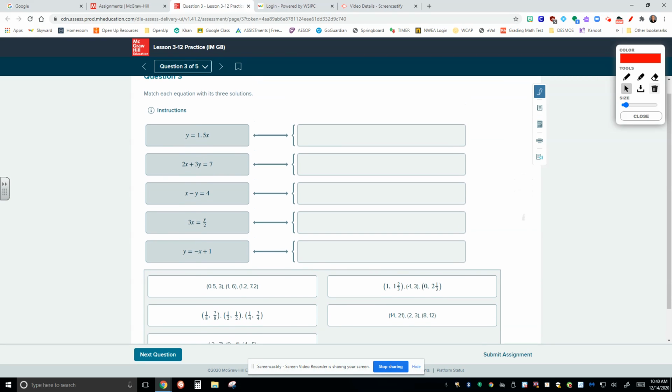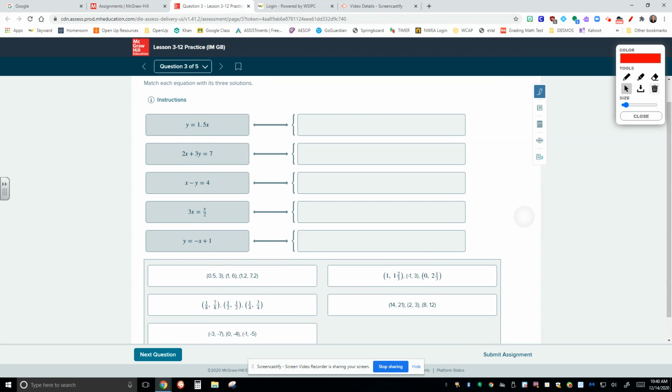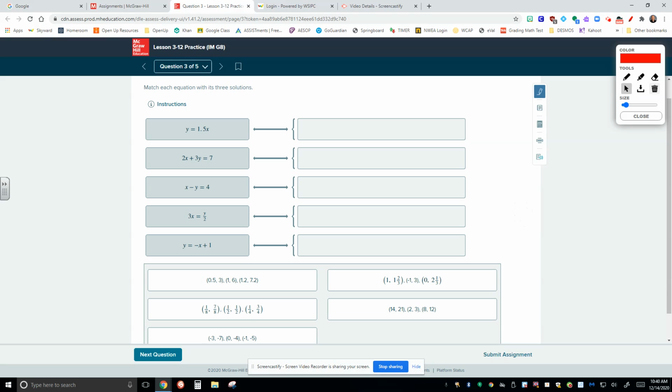We have our 5 equations and 5 sets of solutions. Here's the deal. Plugging in the solutions has to make it true. Substituting just one may not be enough to find out whether it's true. I could just take one and throw it in there and hope that I'm right.